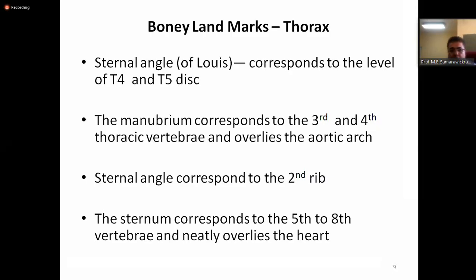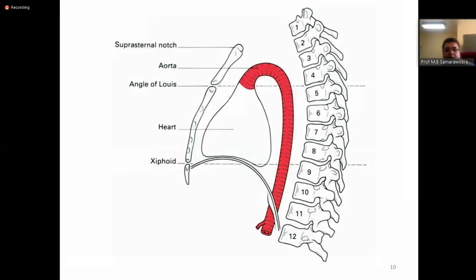When we come to the thorax, you must know the sternal angle of Louis corresponds to the level of the T4 and T5 disc, and the manubrium corresponds to the third and fourth thoracic vertebrae and overlies the aortic arch. Out of these, this sternal angle is very important, because it also corresponds to the second rib. So counting of the ribs and intercostal spaces starts from there, because even in an obese person you can very well feel the sternal angle, right?